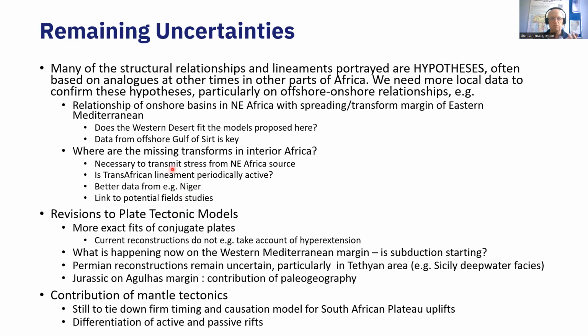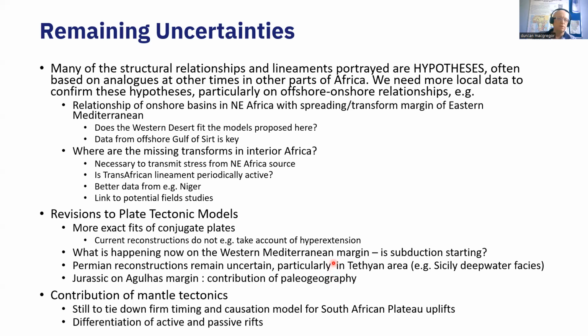Revisions are necessary. We probably know plate tectonic positions to within about 200 kilometers around Africa. There's perhaps more doubt on the Eastern Mediterranean, and particularly on the timing of that. To get a more exact fix, we need to do a lot more work on, for instance, backstripping out hyperextension. That will probably lead to looser fits than is shown on many of the current maps.